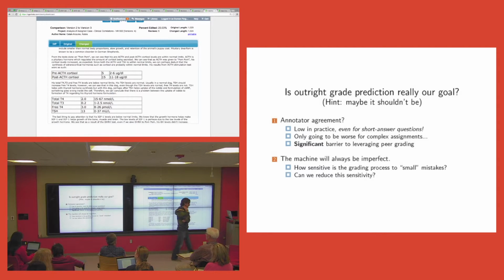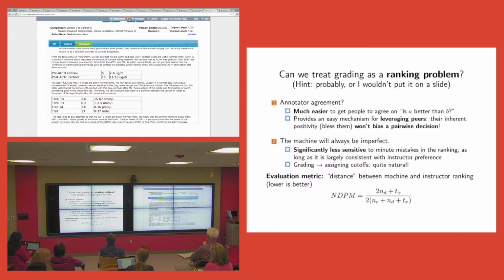Can we think about the problem differently to reduce that sensitivity, so that if the machine makes some mistakes, it's okay? On the grand scheme of things, it's not that bad. Okay, so how do we reduce that sensitivity? I would argue that we should actually be thinking about this from a computational perspective as a ranking problem. And I'll argue for that based on the 2 problems that I just talked about.